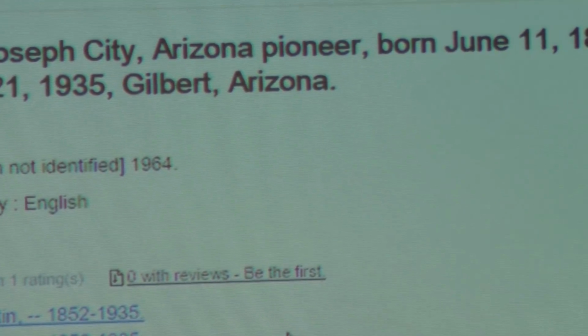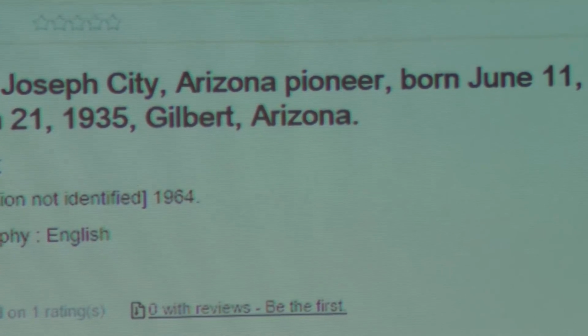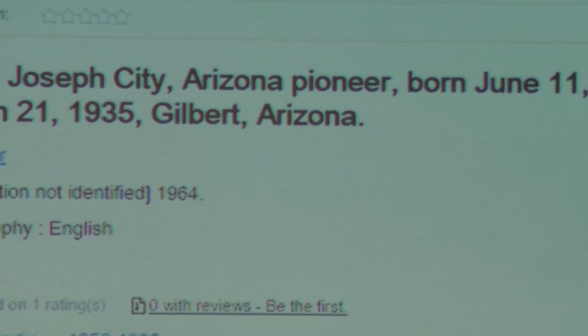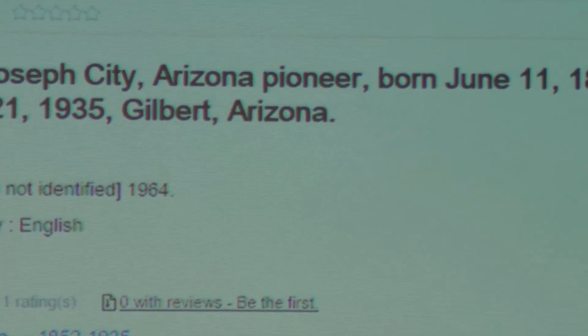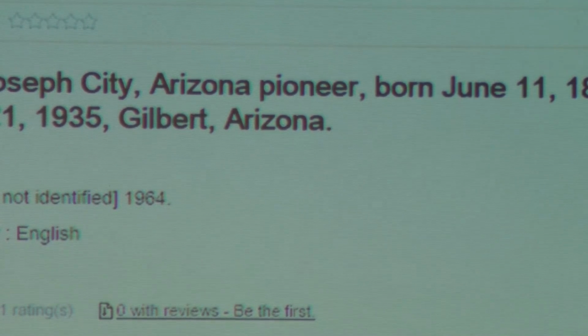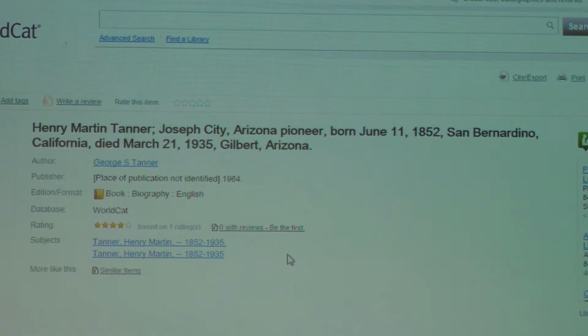But you could go to any one of those libraries and do an interlibrary loan if you had a Provo library card or Orem library card or wherever, Springville or Pleasant Grove. You could go in and say, I'd like to get this book. It's up at the University of Utah. Can you order it on interlibrary loan? So there's one way to get the copy of the book.